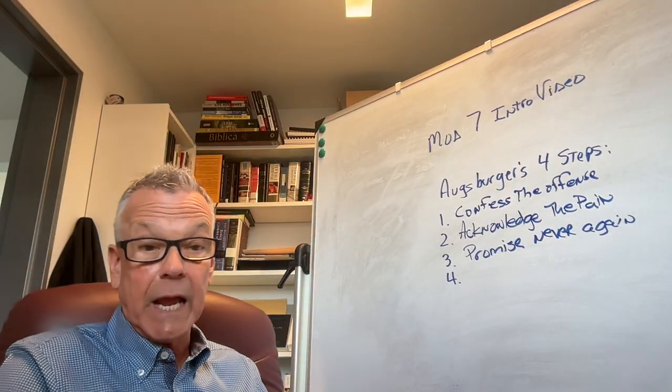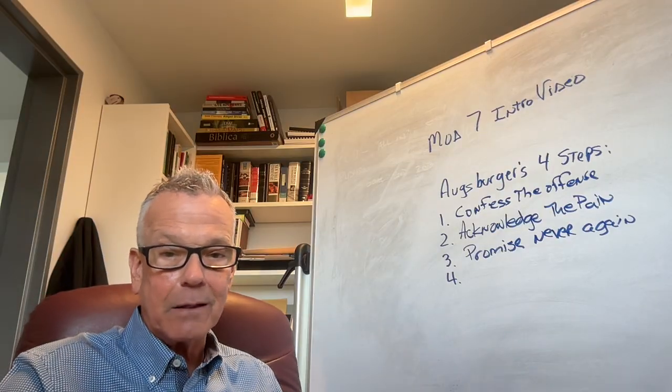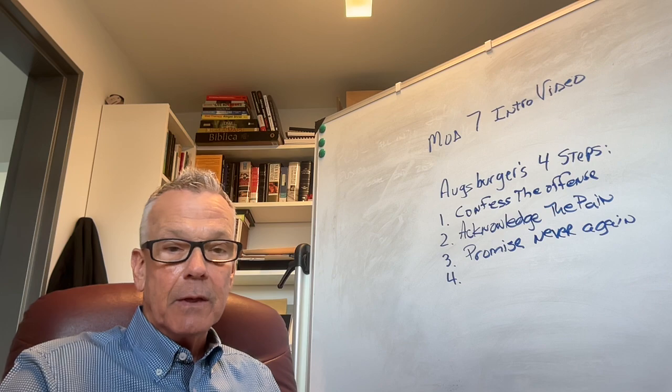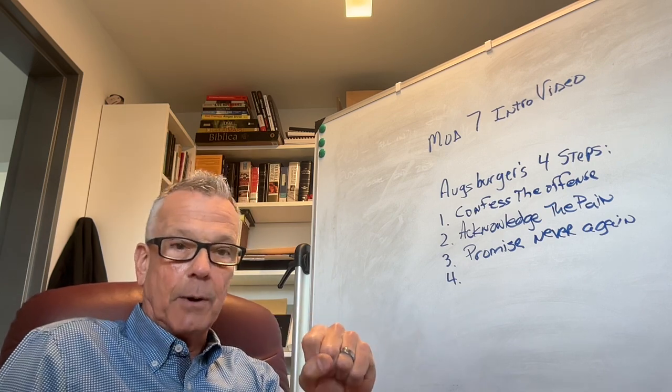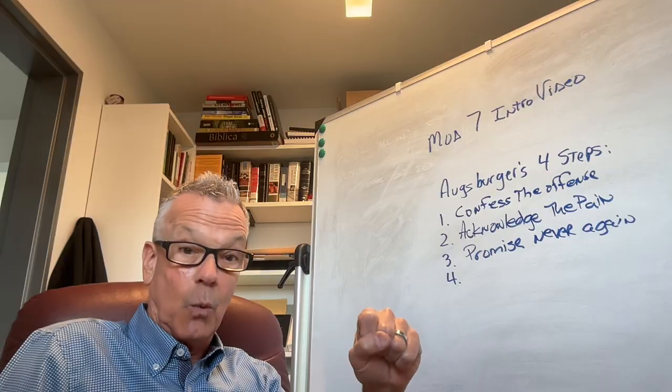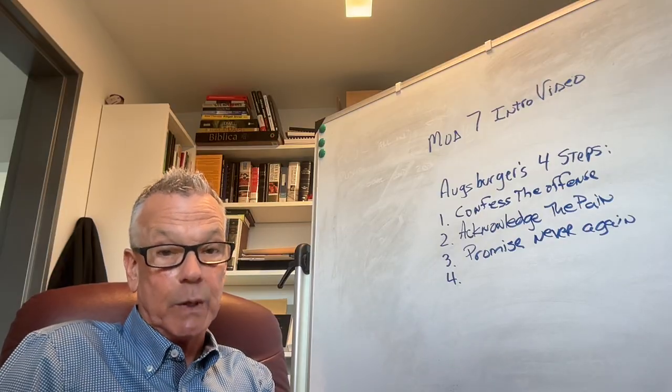Now, are you going to do it again? Probably. We're humans. We're fallible. We forget. But the reason this is important is because the person you're apologizing to needs to know that you're aware that this is a problem and that you're going to work hard to not ever do it again.